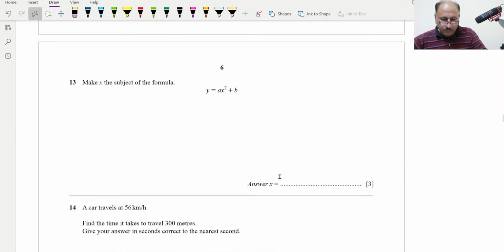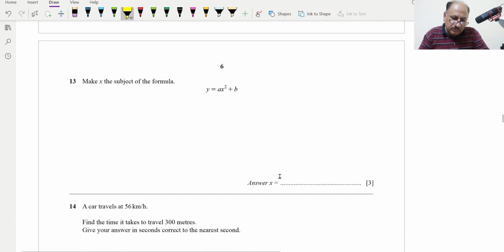This is done. Now we can move to question number 13. Make x the subject of the formula, this is provided.